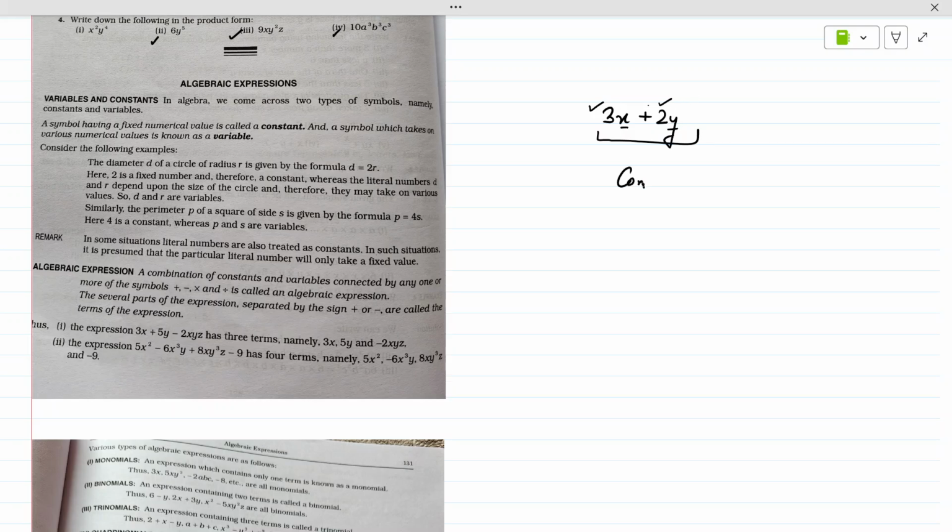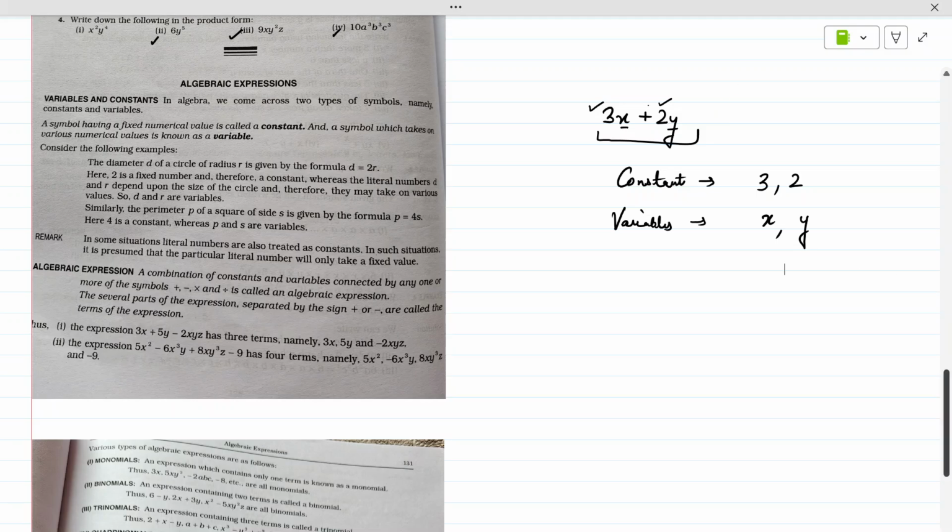Constants are the numbers which have a definite value, or their value doesn't change with time. If I talk about this expression, we have two constants. 3 is a constant here and 2 is also a constant here. And now talking about the variables, they are the numbers whose value changes. So we have two variables here. x is one variable and another variable is y, right? And this whole together is an algebraic expression.